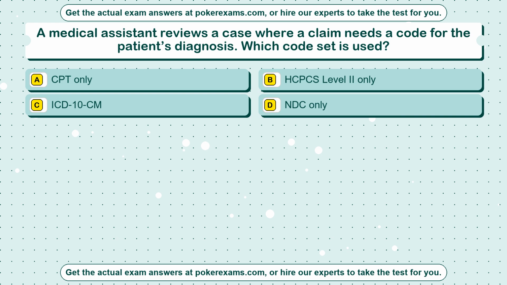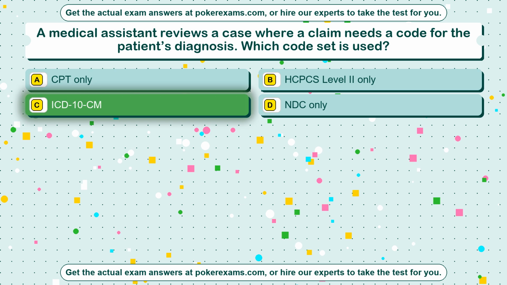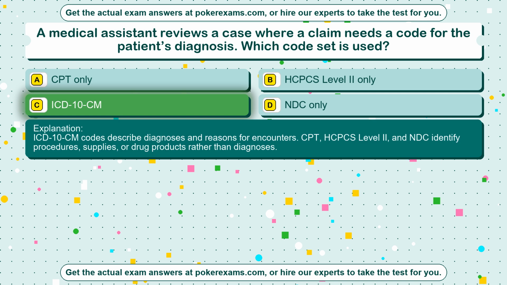Question 63. A medical assistant reviews a case where a claim needs a code for the patient's diagnosis. Which code set is used? Option A, CPT only. Option B, HCPCS Level 2 only. Option C, ICD-10-CM. Option D, NDC only. The correct answer is option C, ICD-10-CM. ICD-10-CM codes describe diagnoses and reasons for encounters. CPT, HCPCS Level 2, and NDC identify procedures, supplies, or drug products rather than diagnoses.